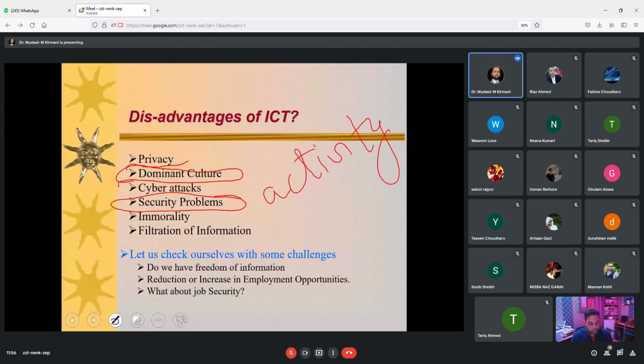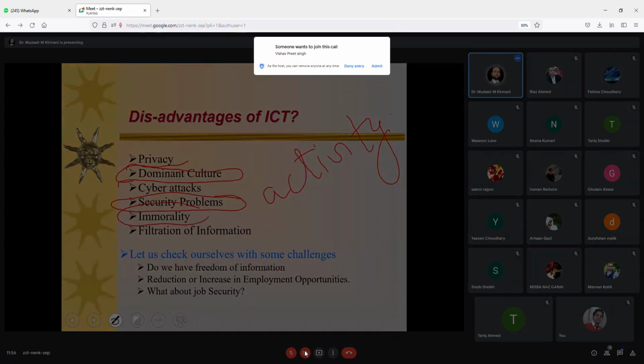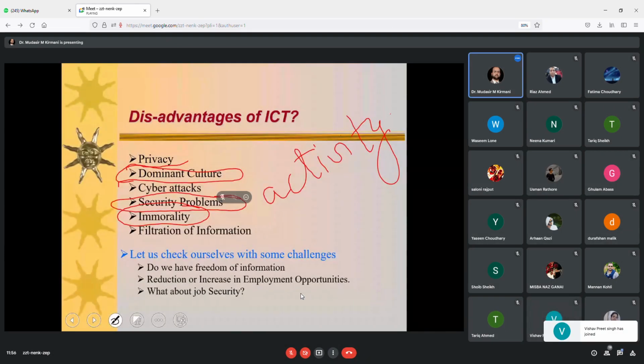If somebody is checking out what your location is right now and they are seeing your pattern, you move from place 1 to place 2, and every day you move at this particular location, so it can lead to some security lapses. One more problem over here is immorality. So people start stalking people, they start using abusive language.